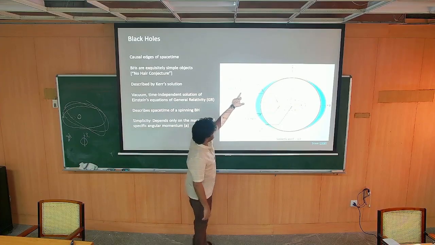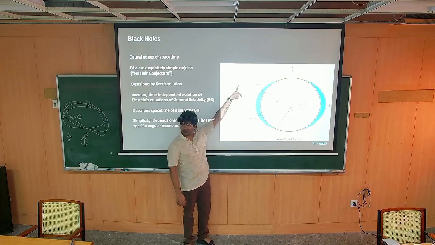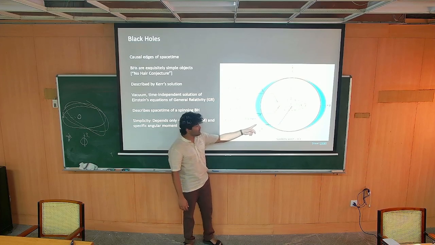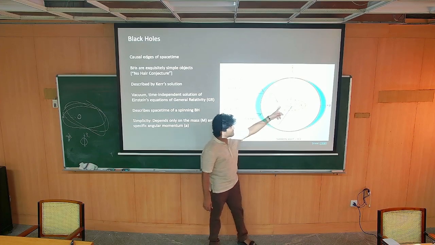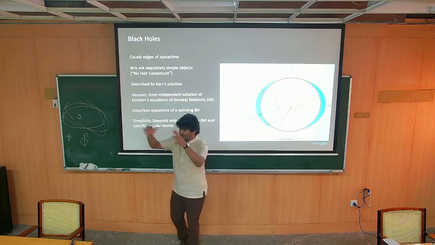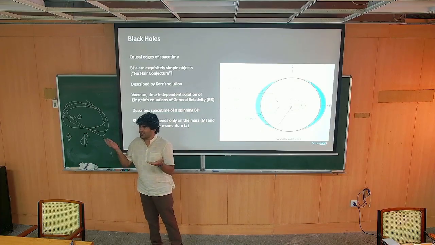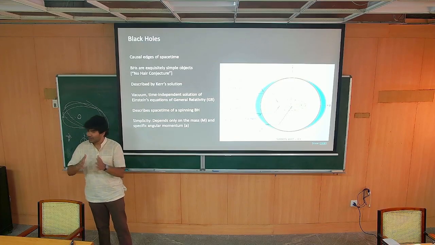Now, what happens when you take a greater than M? This term is imaginary. This term is imaginary. So you don't have horizons anymore. You still have an ergo region, but you don't have horizons. On top of that, you still have a singularity, a singularity which is not covered by horizons. This is called a naked singularity. So black holes and naked singularities are two different kinds of objects.